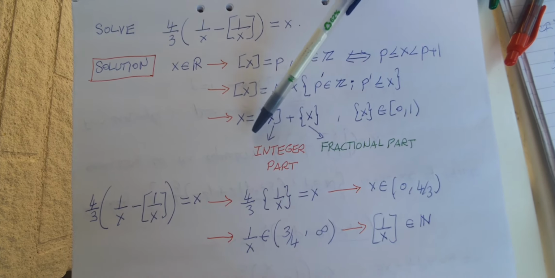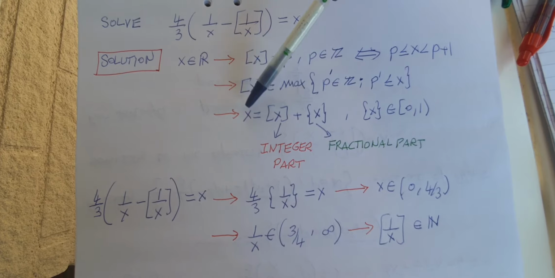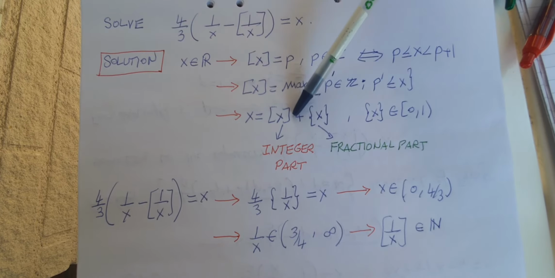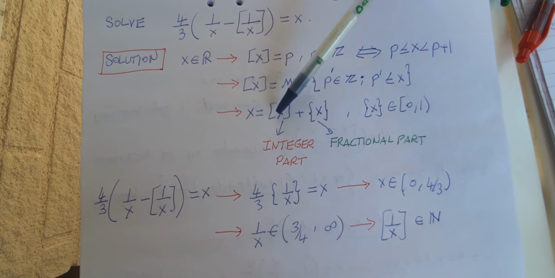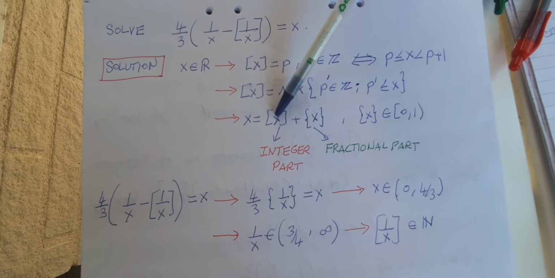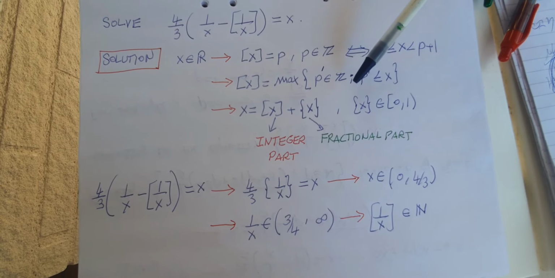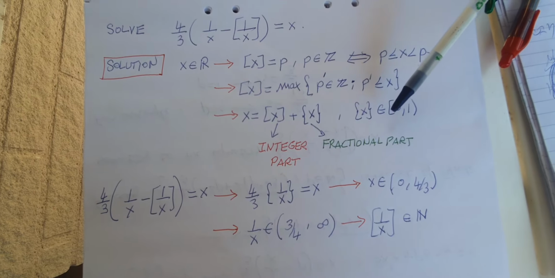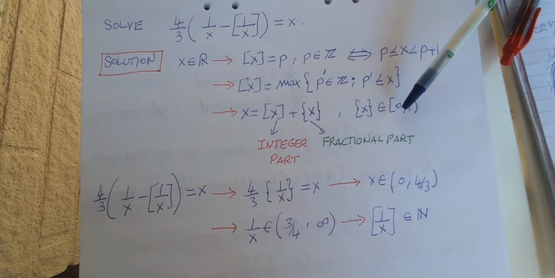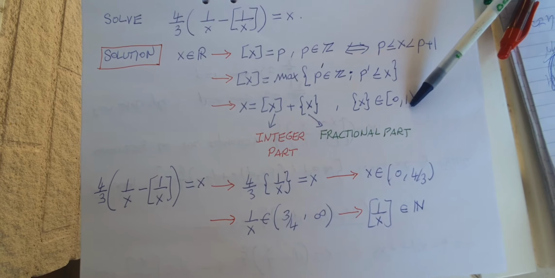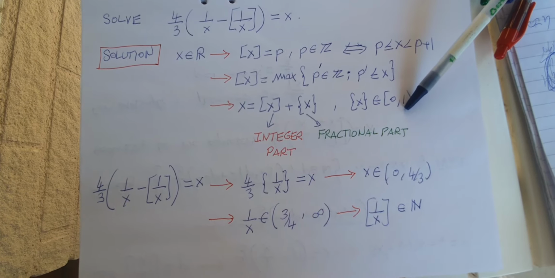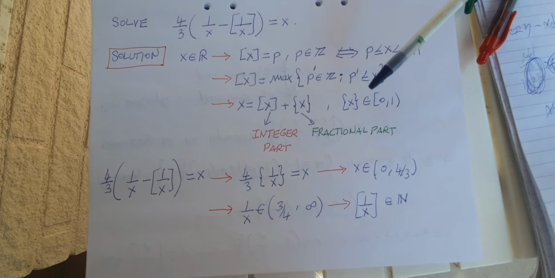And for any real number x, x can always be written as the sum of two components. The first component is the integer part, and the second component is the fractional part. And the fractional part always belongs to the semi-open interval [0, 1). Okay, so to the equation now.